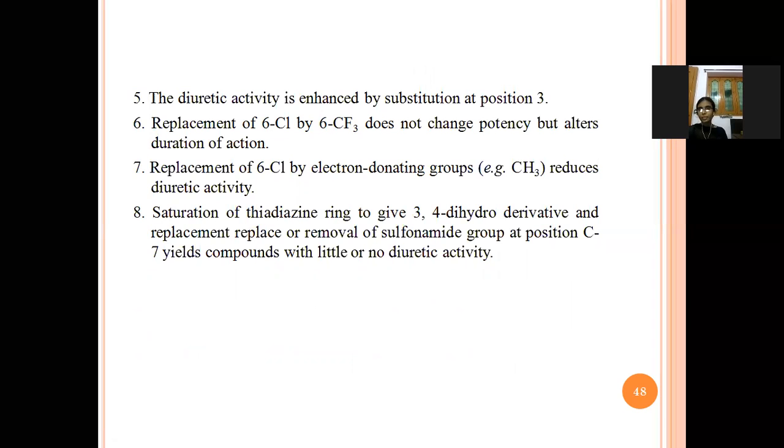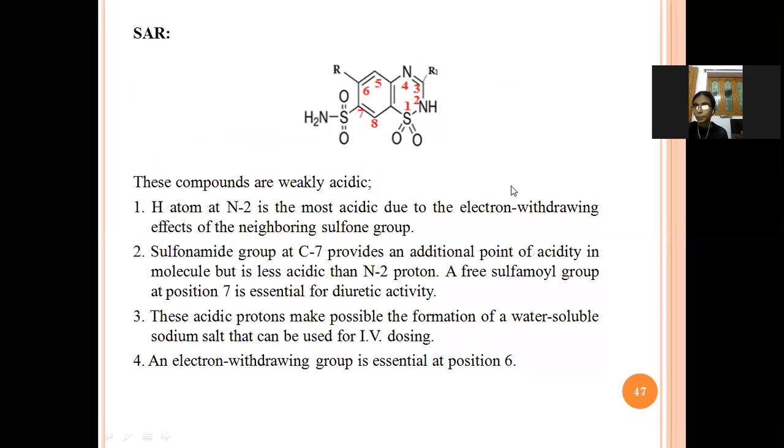Next, replacement of the chlorine atom in the sixth position will reduce the activity. And the replacement or removal of the sulfonamide group will completely destroy the activity of the diuretics. See here, I will explain the SAR again.